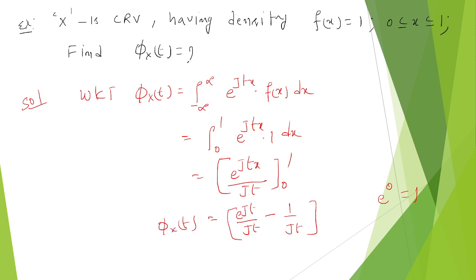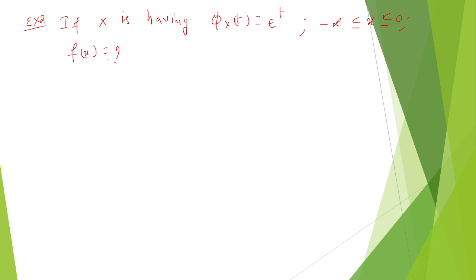I will give one more model, since you may be asked such questions in universities. That is the second method, example 2. If the random variable x has characteristic function phi x of t equal to e power t for x from minus infinity to 0, then find the density function f of x. So we go with the solution.